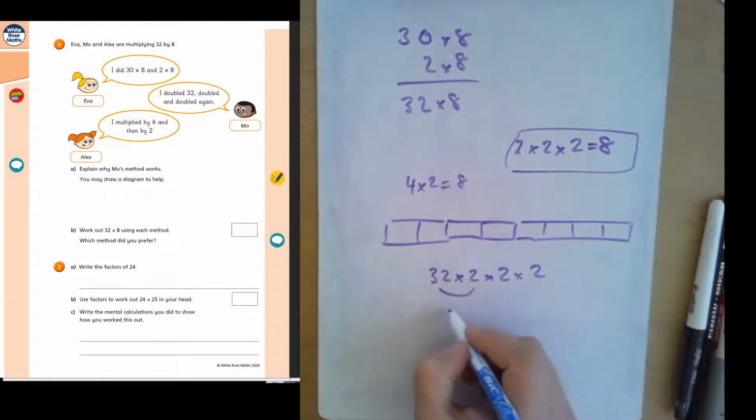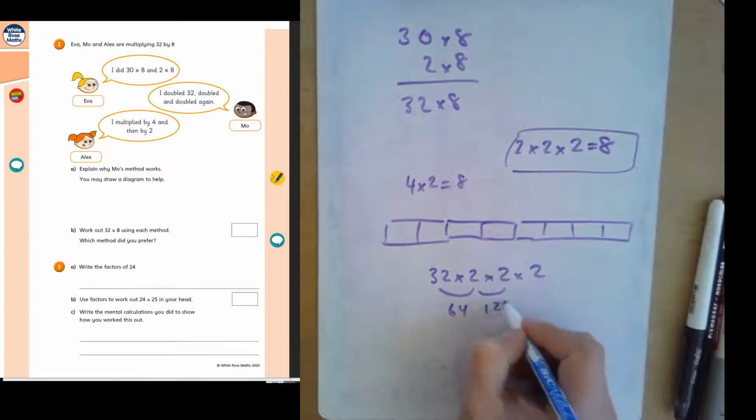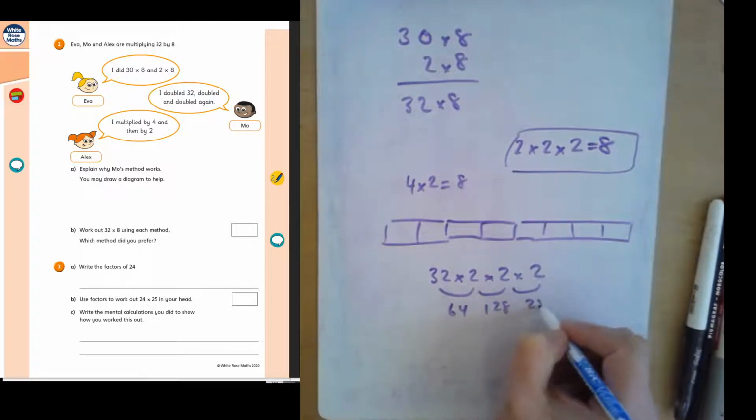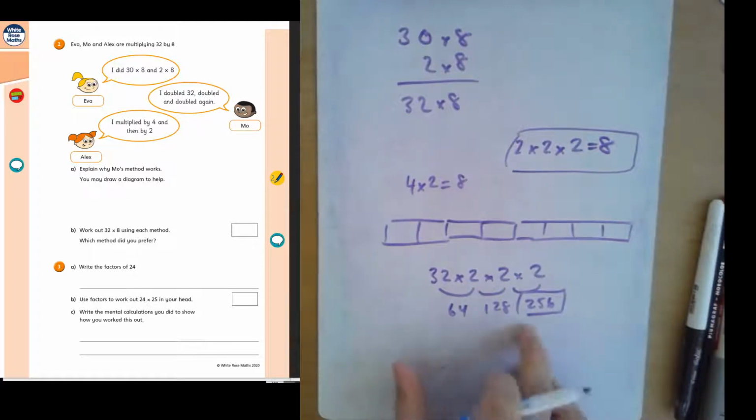So 32 times 2 is 64. And then timesing it by 2 again is 128. And then times it by 2 again, which is 256. If you have any geeks amongst you that like your binary numbers, you will know that you have bytes and they keep doubling, and 256 is a very common one.